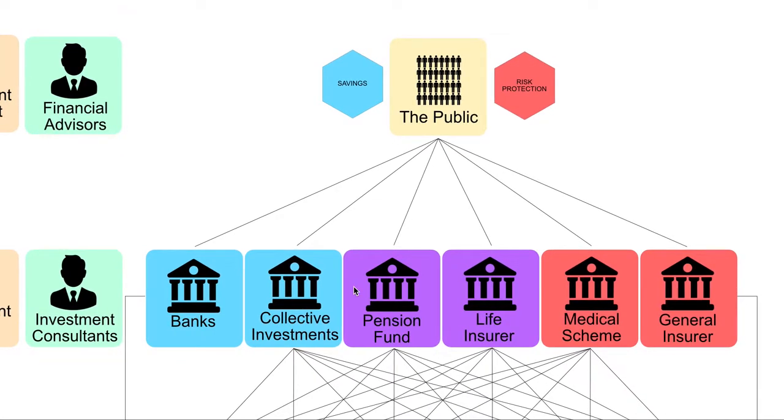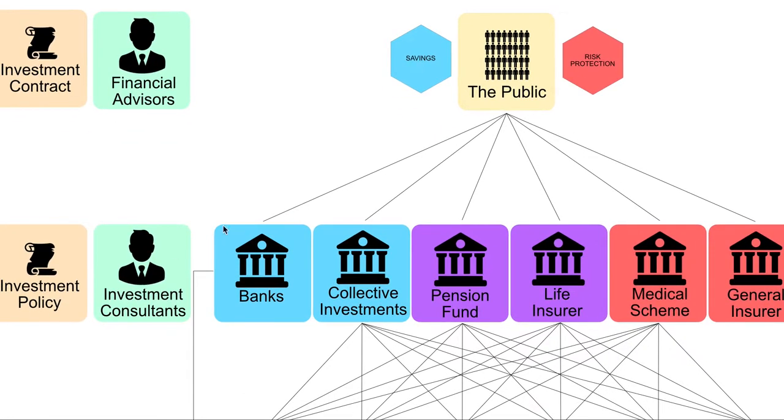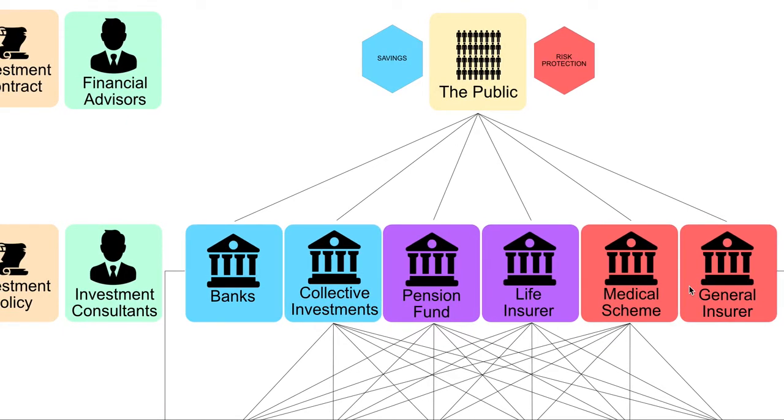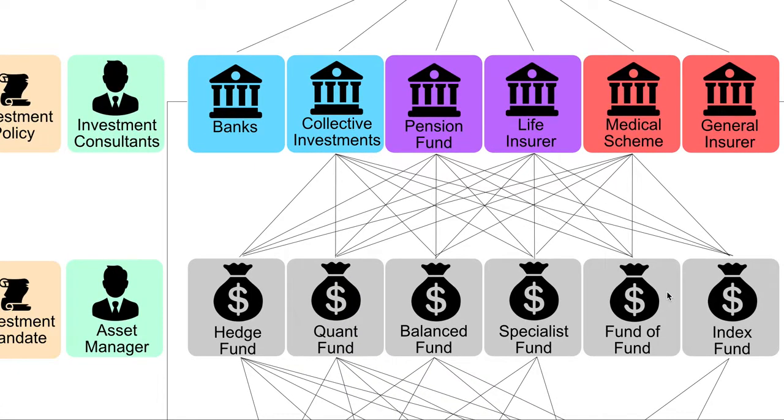But then investment consultants, and this is where actuaries can play quite a big role, will come to these institutional investors and help them explain where they should put their money. Essentially they'll give their money to certain funds, and funds are run by asset managers. Now, asset managers are people who have a CFA or a degree in finance or something like that. The most common funds are hedge funds and quant funds. Quant funds are based on statistical formulas to try and extract anomalies and get a little bit extra alpha. Then there's balanced funds, specialist funds, funds of funds, index funds.